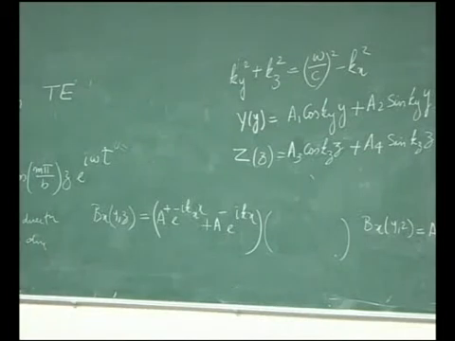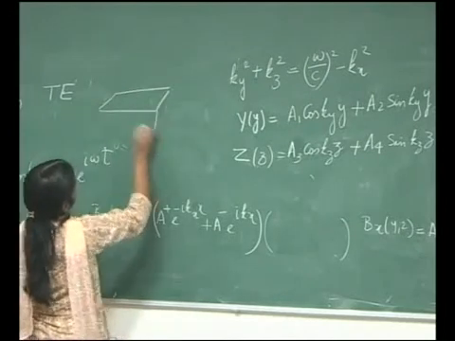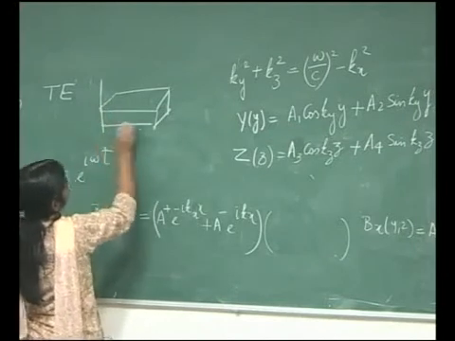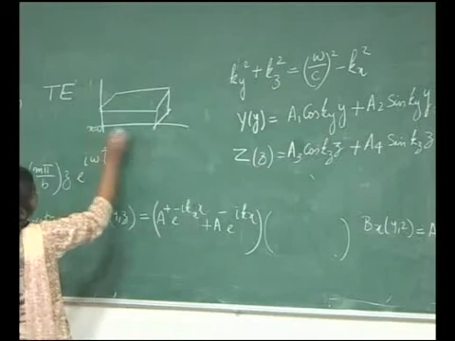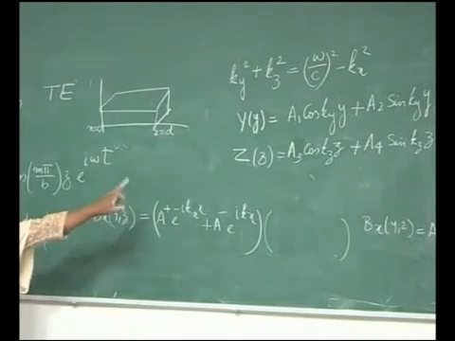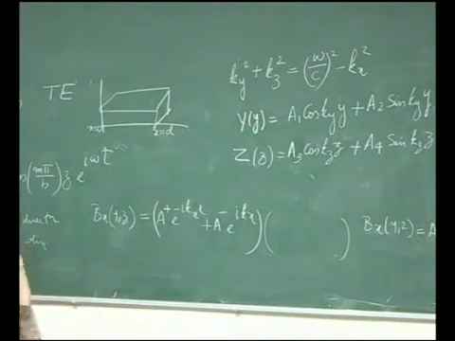Now I need to satisfy that Ey is again 0 at x is equal to, oh I removed that diagram. So the diagram looked like this. This is x is equal to 0 and x is equal to d. Okay. So I need to ensure that my Ey is again 0 at x is equal to 0 and x is equal to d, right.